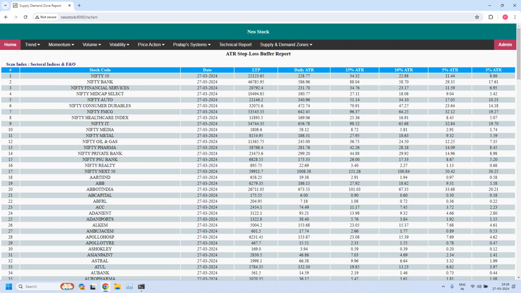If those people feel 5 minute zone 3% is high, what you can do, you can calculate 2% ATR by using daily ATR. Very simple formula. Daily ATR, whichever the stock, the value into 2 divided by 100, you will get the value. But I am recommending 3%, but standard value is 2%.